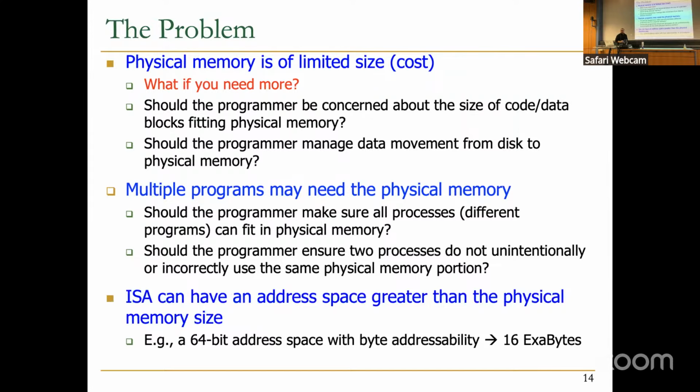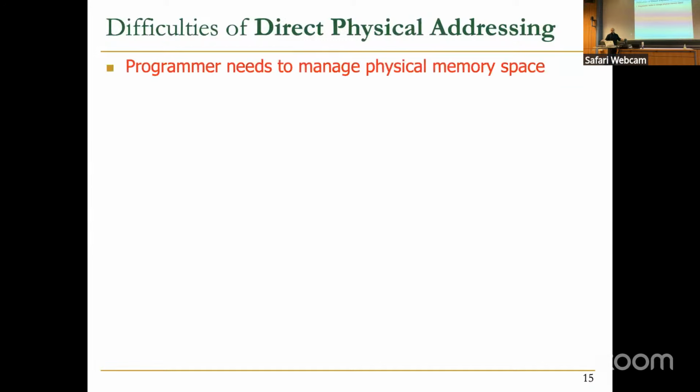Another problem is that you have ISAs that have a much larger address space compared to the physical memory size. For example, you might have a 64-bit address space with byte addressability, while your memory does not match, of course, the size of 16 exabytes, right? So you need a way to map these 64-bit addresses to some physical memory addresses.